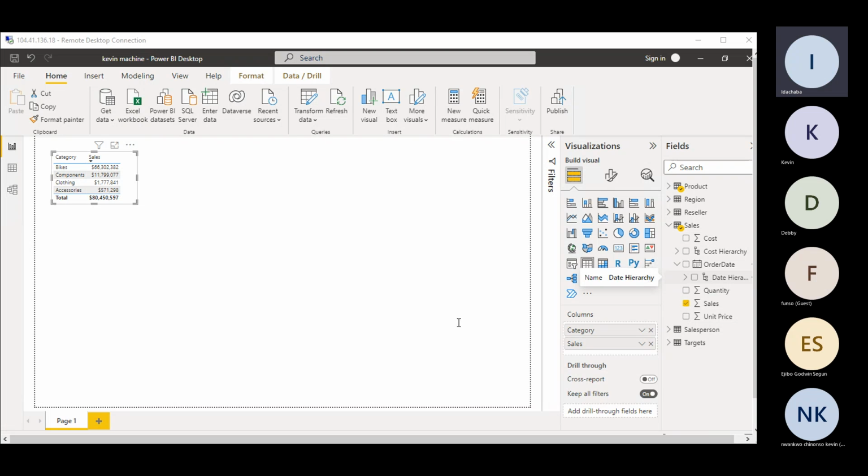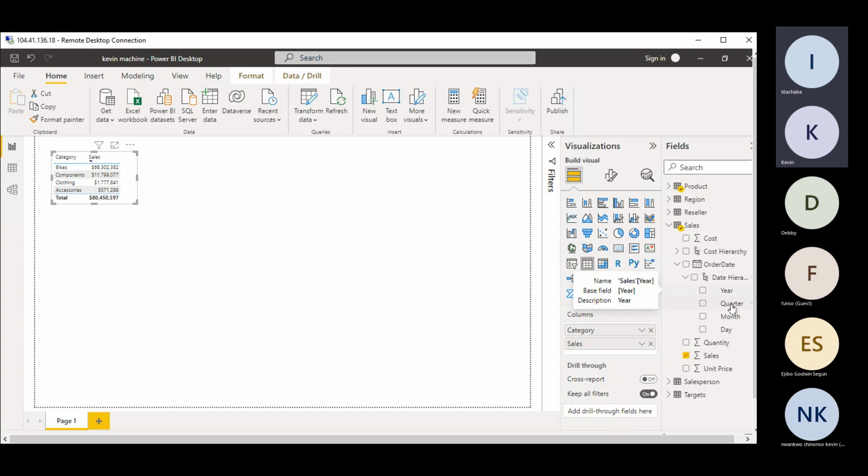So what's our date hierarchy? Let me show you what a date hierarchy is. Hierarchy means that the year is big. A year means 365 days. Then inside the year, you have four quarters. Inside quarters, three months make up one quarter. Then inside your month, you can have days or weeks. It's a hierarchy.